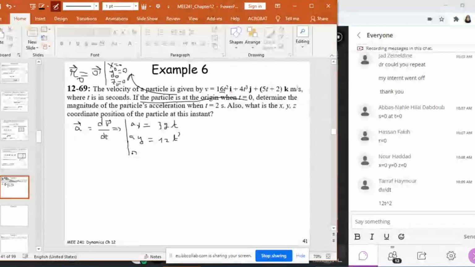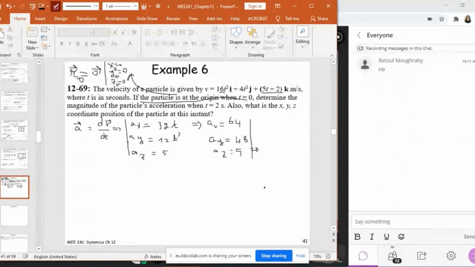All right, guys. Now the question is to find this acceleration when t is equal to 2, which means 2 seconds. In this case, ax will be equal to 32 times 2. I did it in fact using MATLAB. I defined t, ax, ay, az by the equations. And guys, now you're seeing my slides.